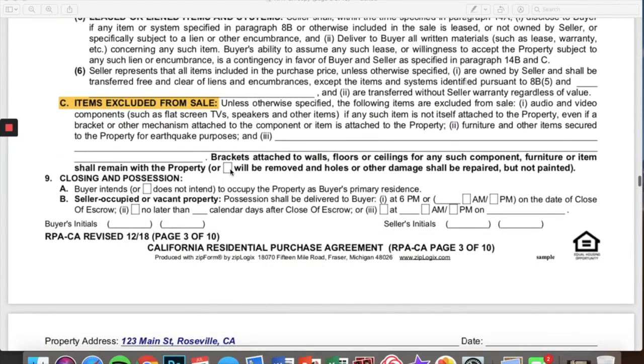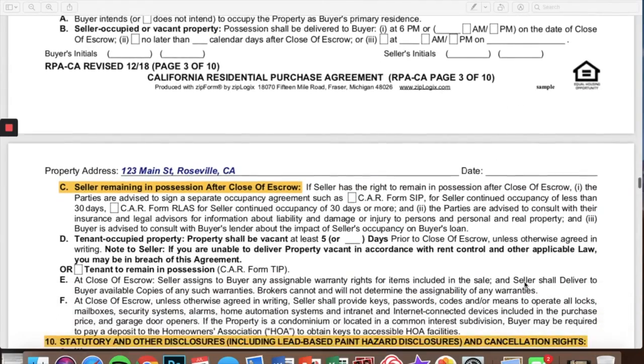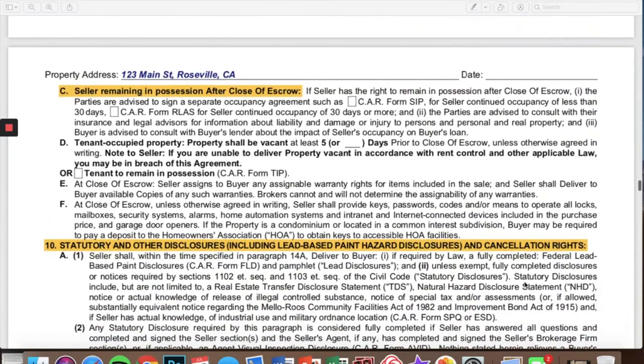Next, items to be excluded from the sale. This is if there's anything that is in the house that you don't want them to leave there, you can specifically request that it not be left at the close of escrow. Next, we're going to look at seller remaining in possession after the close of escrow. So if somebody asks for a rent back and they need to stay in the home after they've sold it, then they would need one of two forms. If it's under 30 days, they would need the seller in possession addendum, and if it's over 30 days, they would need a residential lease after sale.